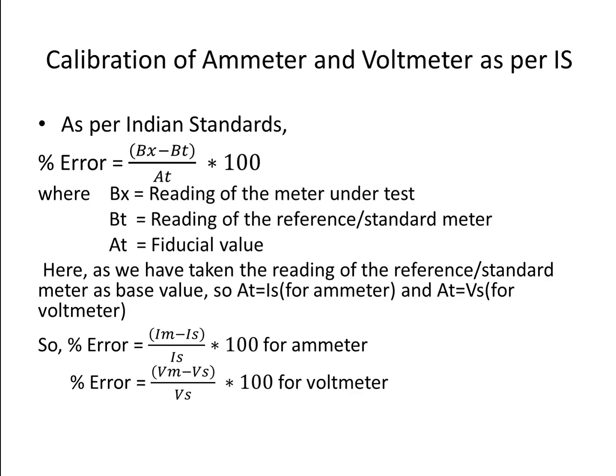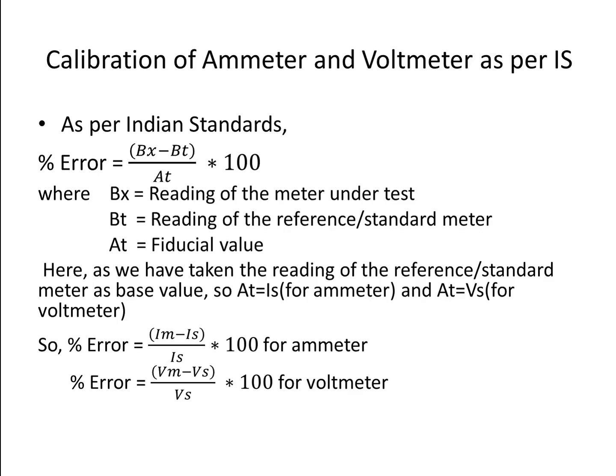So for ammeter, we will have percentage error equal to (Im minus Is) divided by Is multiplied by 100. Similarly, for voltmeter, we shall have Bx equal to Vm, Bt equal to Vs, and At equal to Vs. So here also percentage error will be equal to (Vm minus Vs) divided by Vs multiplied by 100.